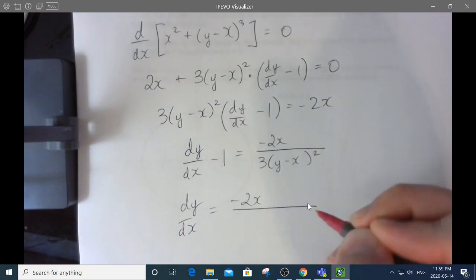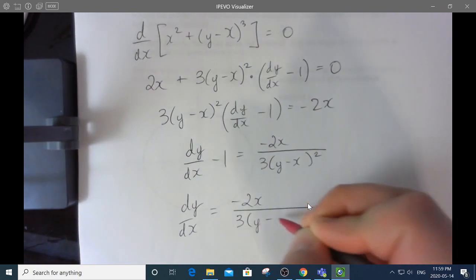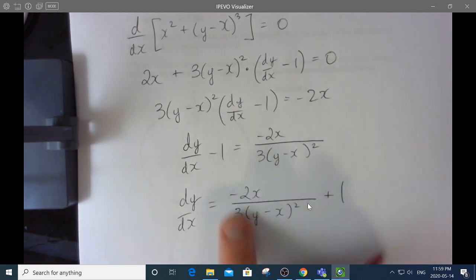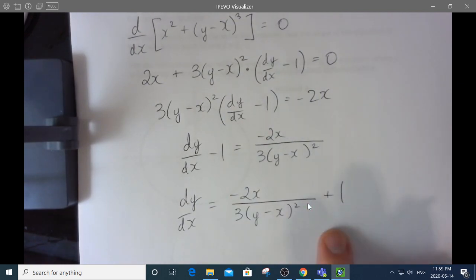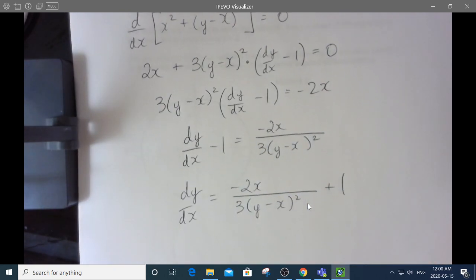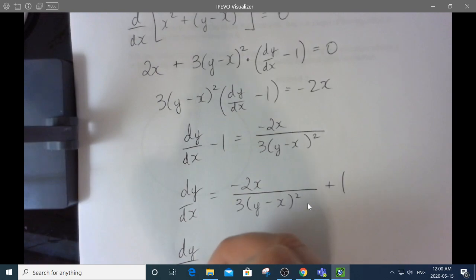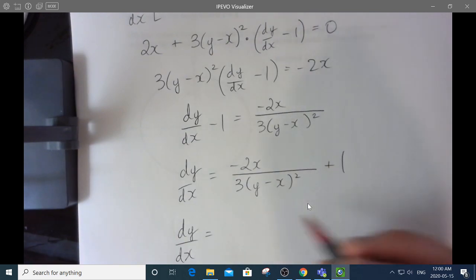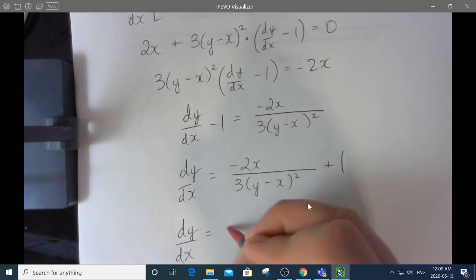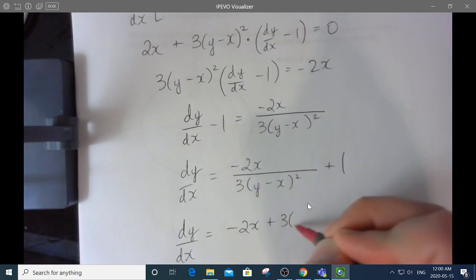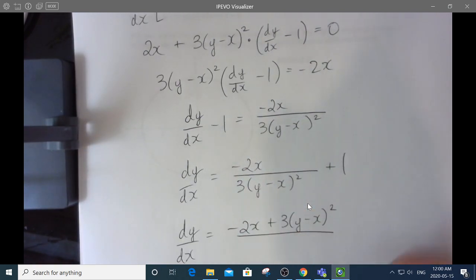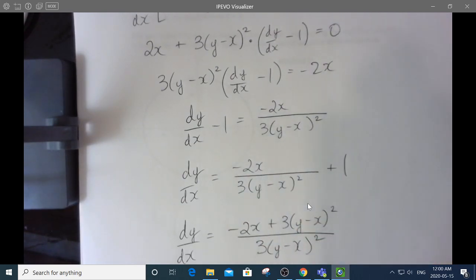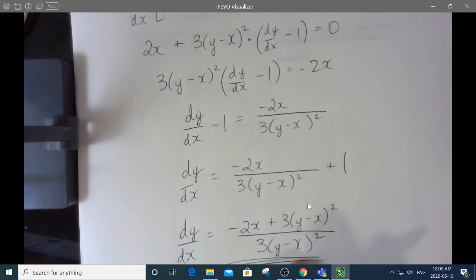Okay, and in the old textbook I stole this example from, this wasn't the answer the textbook had. They usually want this all to be one thing. They consider it more simple if you can make this one rational expression. So to do that, you would find a common denominator, and the common denominator would be 3 times this. So I'm going to multiply 1 by 3 times y minus x squared. So I'm going to get negative 2x plus 3 times y minus x all squared all over 3 times y minus x all squared. Now, having said that, that's the final answer for the derivative.